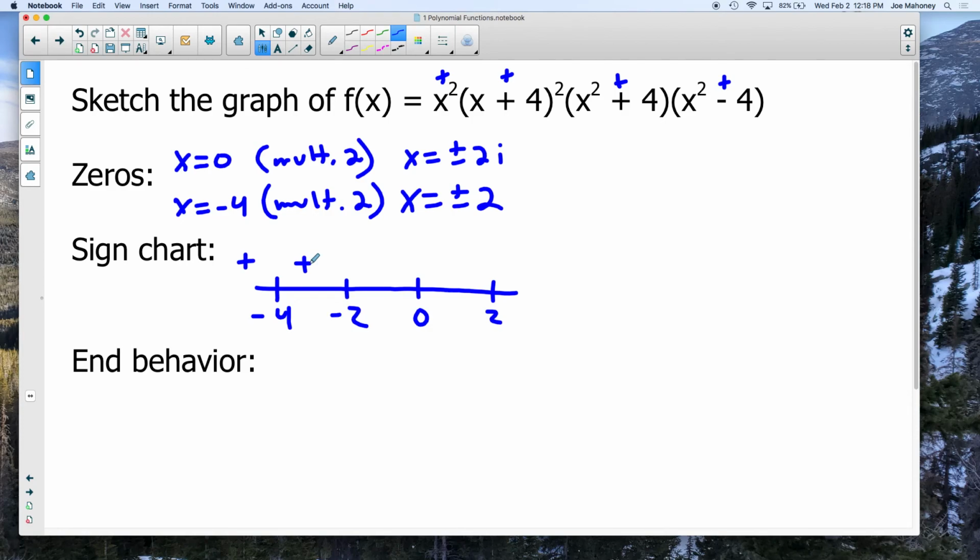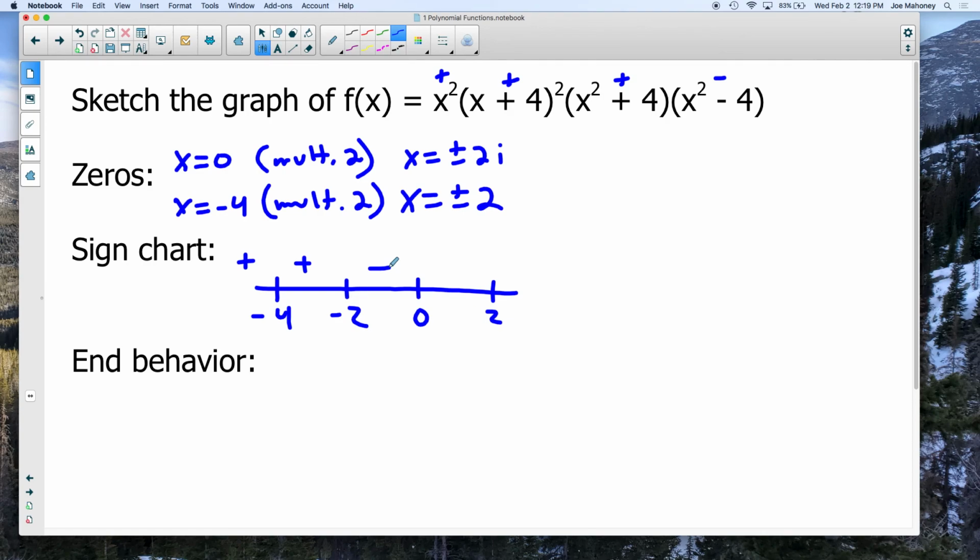But then between negative 2 and 0, like negative 1, let's see what happens if I plug in negative 1. That's going to be positive. Negative 1 plus 4 is 3, that's positive. Negative 1 squared is 1, plus 4, that's positive. 1 minus 4, that's going to be negative. So there's only one root, and my sign is going to be negative now because it has to go through the x-axis.